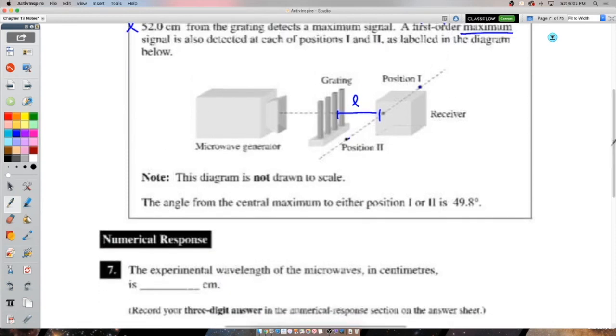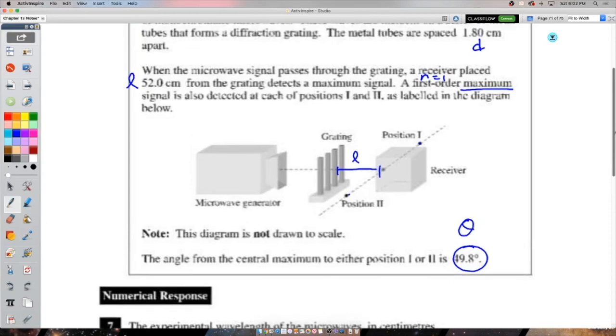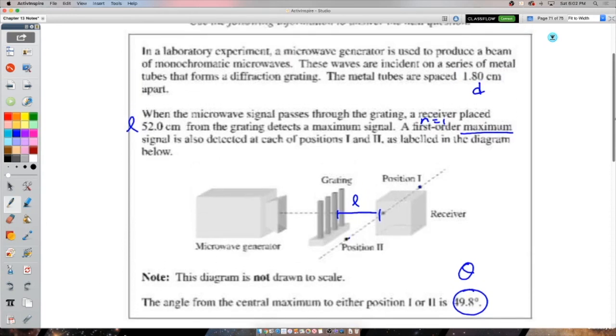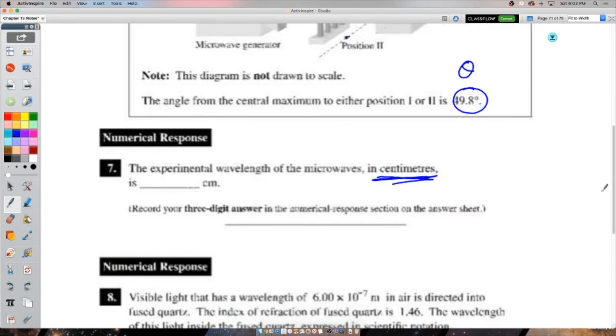The angle from the central maximum to either position 1 or 2 is 49.8 degrees. Okay, so that is theta. So the question asks: the experimental wavelength of the microwaves is how many centimeters? Okay, careful, that's tricky. In centimeters. Ooh, tricky. Okay, we've got a theta, we've got an n, we've got a d, right? We're ready to rock and roll. Lambda equals d sine theta over n. We got all that stuff.